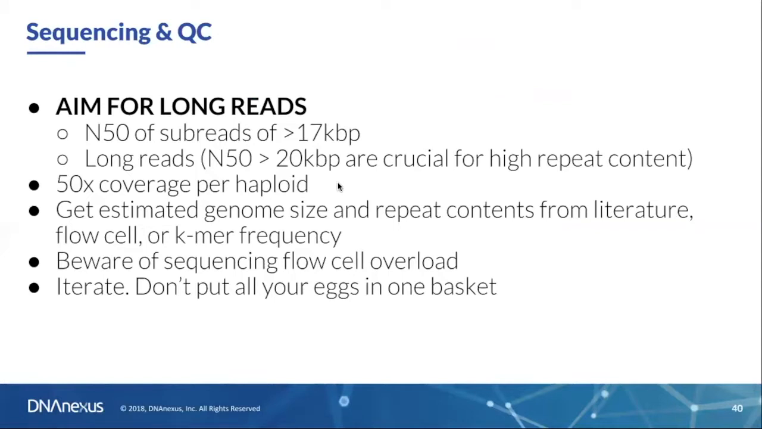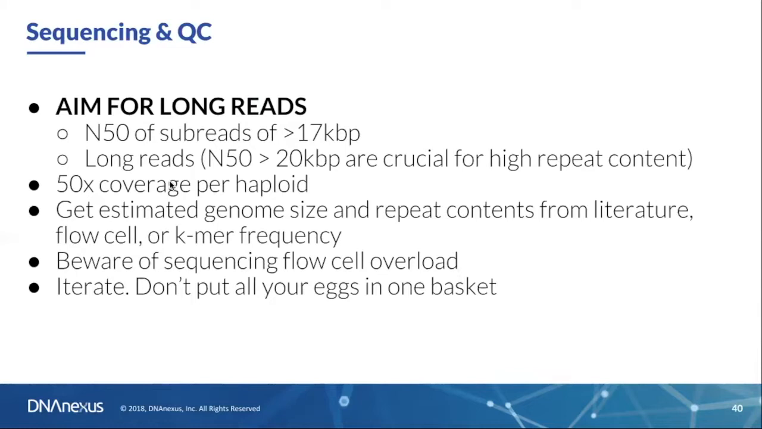After you make sure that you have data that is long enough, then it's time to think about getting sufficient coverage of the data. The current recommended value is to get 50x coverage per haploid. For example, if you have a diploid species that is highly homogeneous with high homozygosity, you can just use 50x coverage. That should be sufficient. But if you work on a species that has very high heterozygosity, then you might want to get 100x coverage.